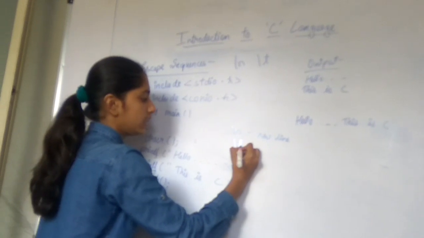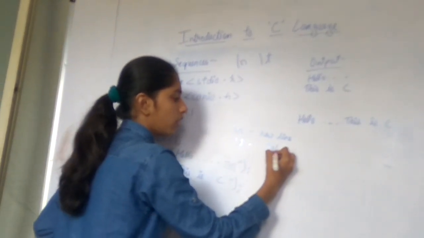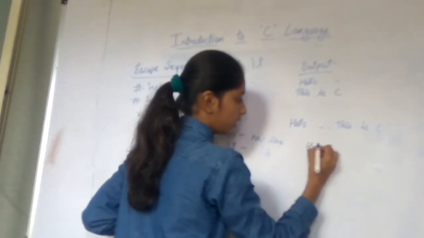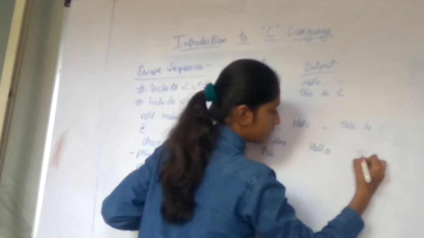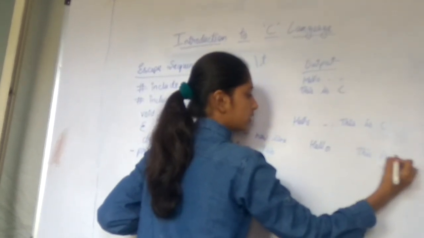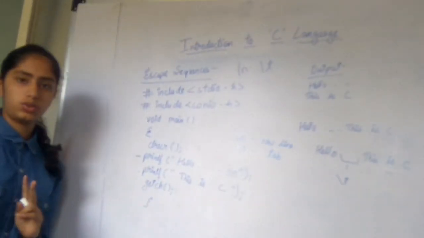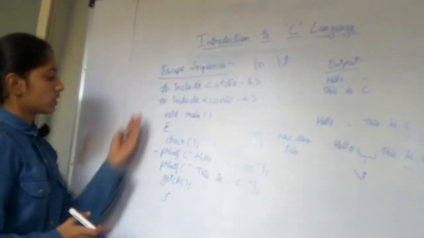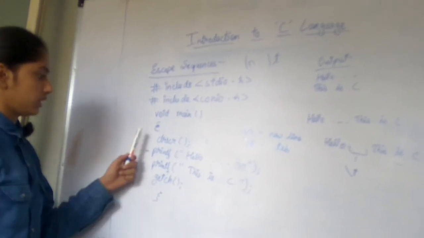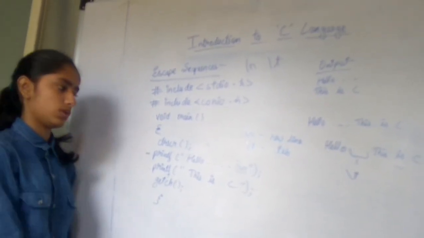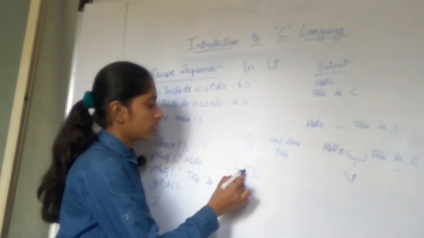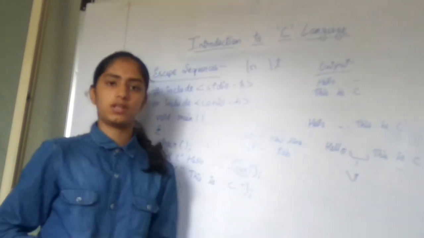Similarly, \t is used for a tab to print any message with a tab, like hello, then tab, this is C. So for this tab you need to use \t. So these are the two escape sequences. The rest of the code is similar. We are using clrscr to clear and getch to hold the screen. Just the new introduction is \n.